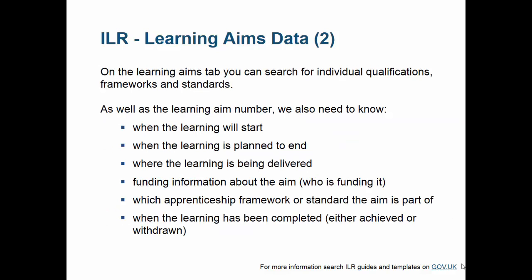On the Learning Aims tab, you can search for individual qualifications, frameworks and standards. As well as the learning aim number, we also need you to tell us when the learning will start, when the learning is planned to end, where the learning is being delivered, funding information about the aim, which apprenticeship framework or standard the aim is part of, and when the learning has been completed. For any aims that are being delivered as part of an apprenticeship, you'll also tell us the apprenticeship contract type, which identifies if it's for a levy employer or a non-levy.